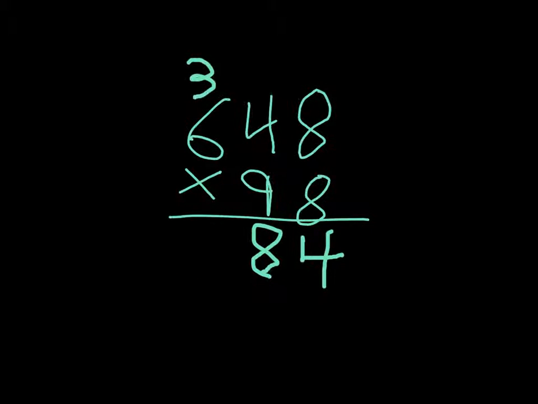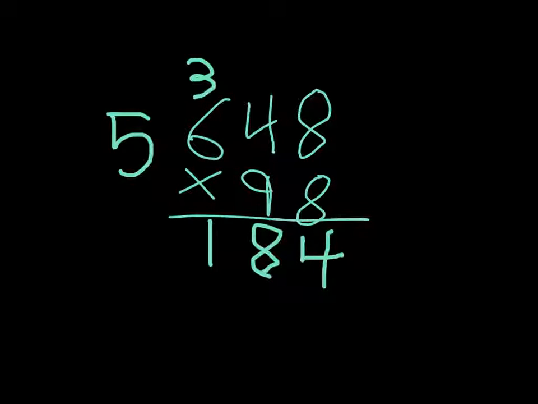8 plus 3 is 11, so we put a 1 down here, and then we add the tens place, the other one, to the 4 that we got from 48. 4 plus 1 is 5, so we put a 5 right here.